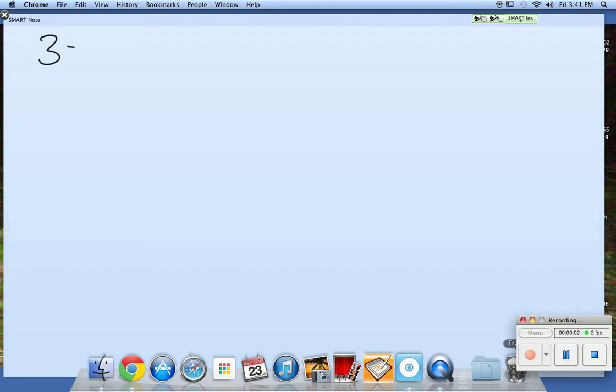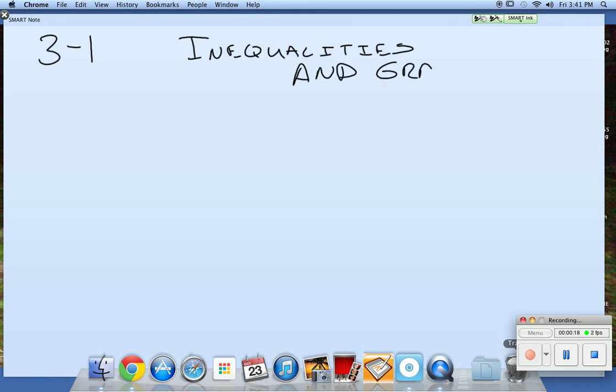Chapter 3, Section 1. We are going to learn about inequalities, and graphing these inequalities. How does that work? What are we talking about with inequalities first off? Inequalities are things like less than, greater than, less than or equal to, and greater than or equal to. Those are inequalities. All right?